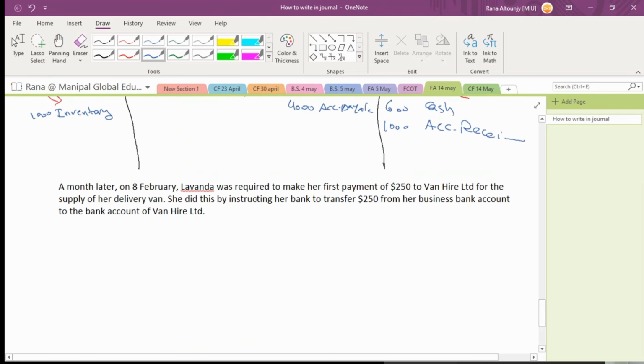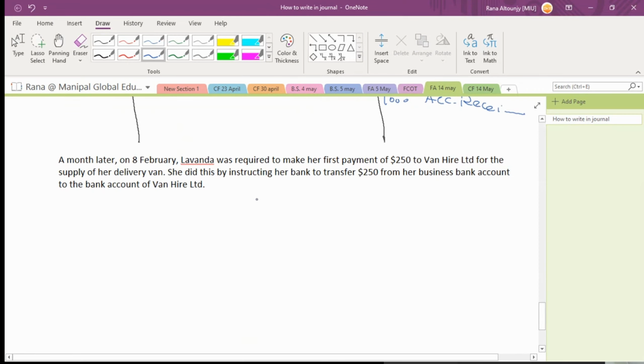So this transaction: a month later, on 8 February, Lavanda was required to make her first payment of $250 to Van Hire Ltd. She did this by instructing the bank. So she paid by the bank, okay? We have debit side and credit side. She paid by the bank, so the bank will be in the credit side. And she reduced her accounts payable. So the accounts payable, which is a liability, decreases, so it will go to the debit side. The amount is 250.